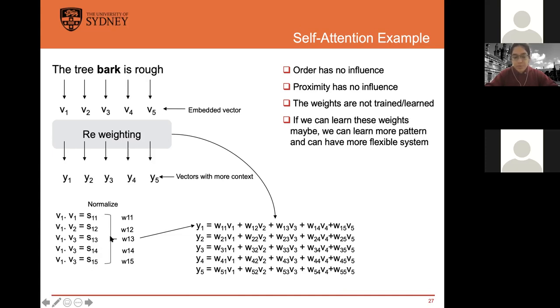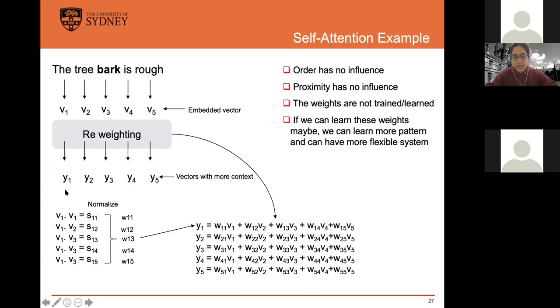So you can pass through a softmax operation and you get the weights, right? Once we get these weights, remember these weights are only for this vector v1. So you multiply each weight with each vector and add them up, you get a y1 vector. Now the y1 vector has some context to it, how other words are associated with the word the.